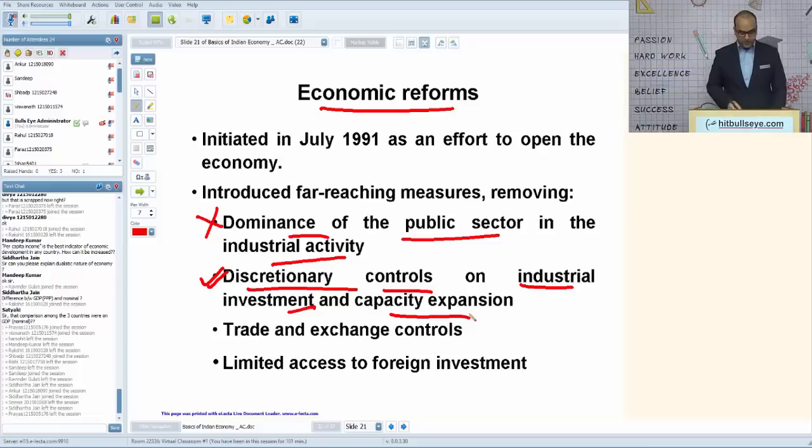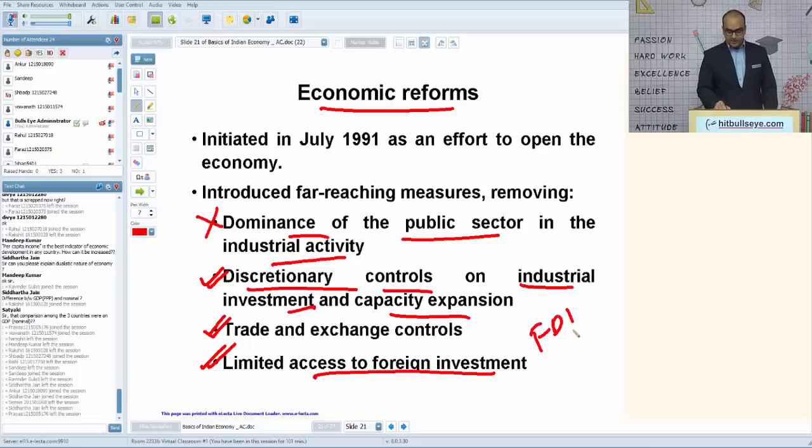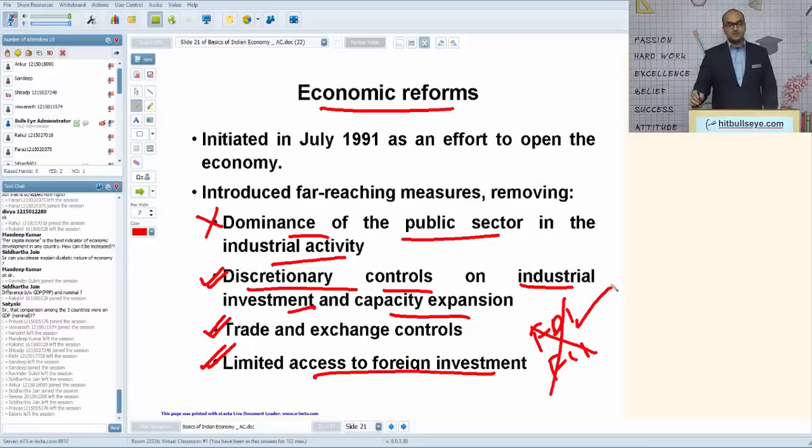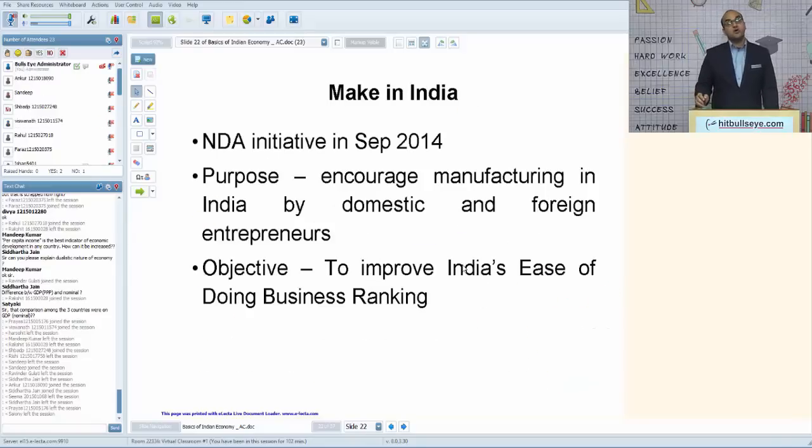These were removed. As far as trade is concerned, the tariff barriers and non-tariff barriers were brought down to allow India to import the things that it needs. Earlier we had limitations in terms of FDI and FIIs were not allowed. So under globalization, we opened our economy to both. Moving on with government initiatives to develop the industrial sector.